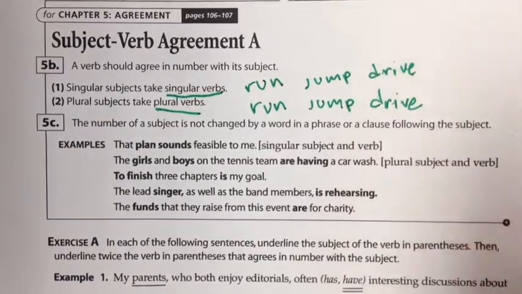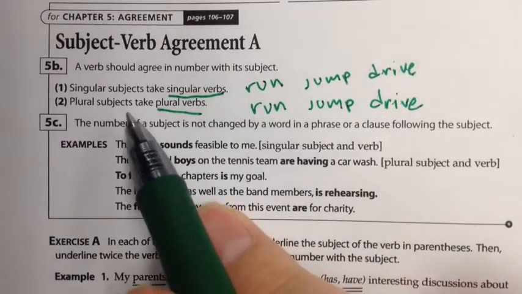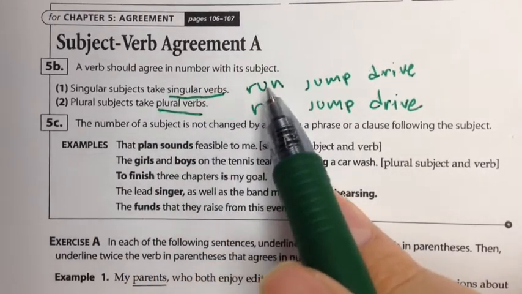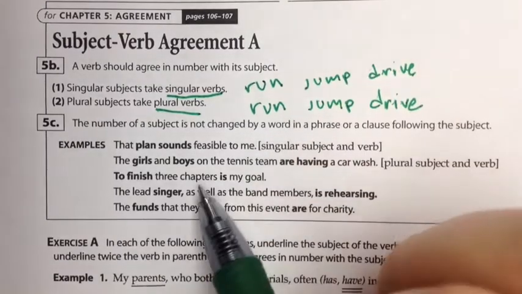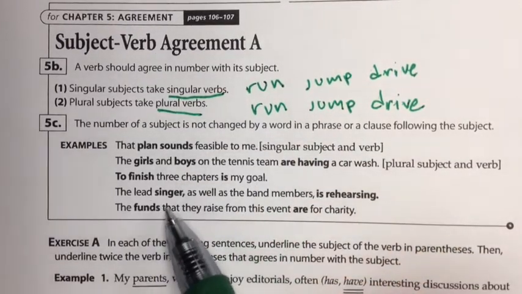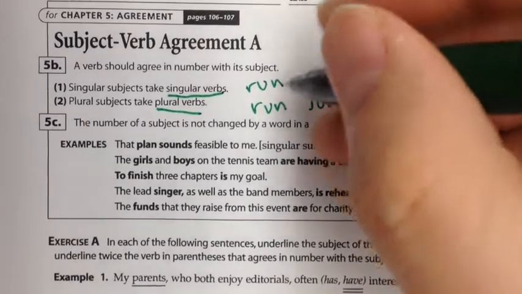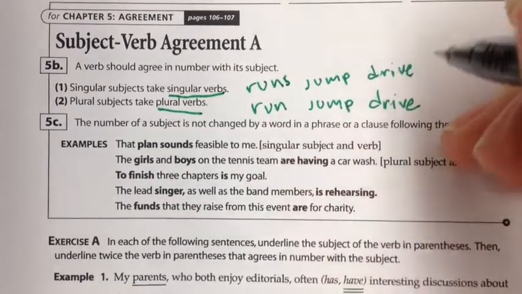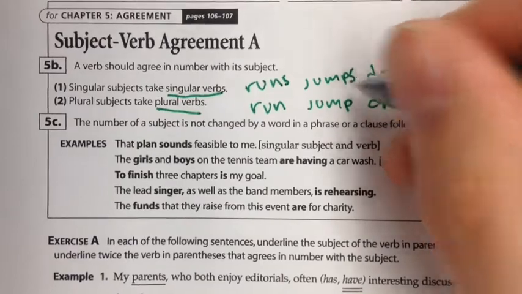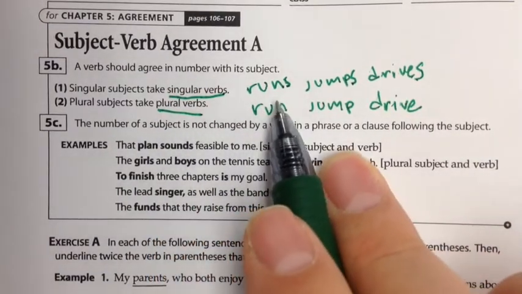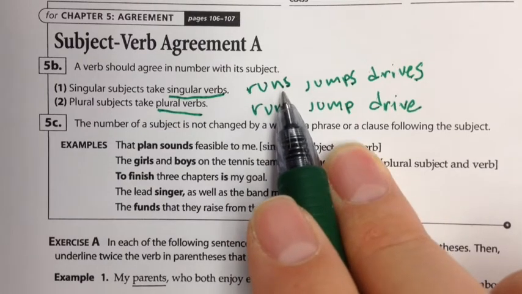So here's the weird thing. Singular subjects, their verbs, singular verbs end in S. So like, let's think of a singular subject. Let's say Bob. We wouldn't say Bob run to the store. We would say Bob runs to the store, and he jumps, and Bob drives. So singular verbs in the present tense, they tend to end in S.